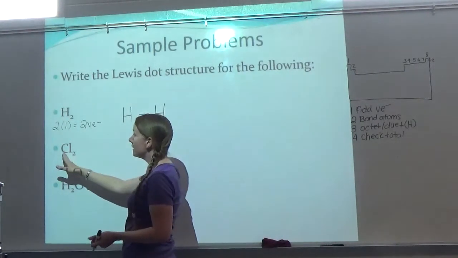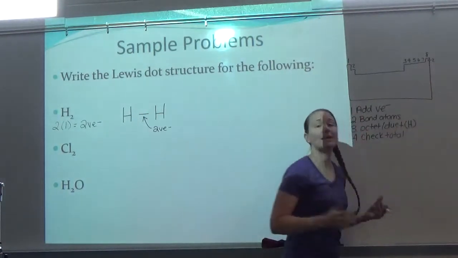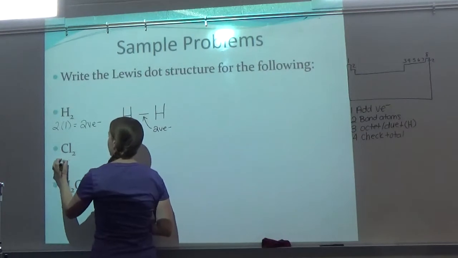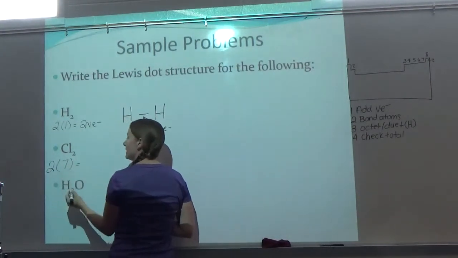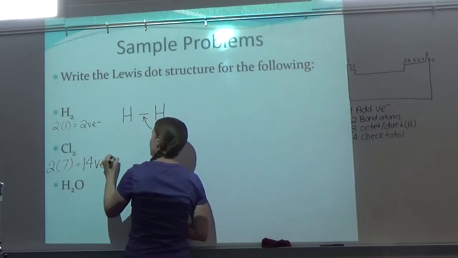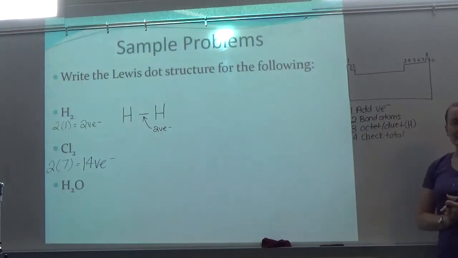So here we have Cl2. I go to my periodic table. Chlorine is in group 17, so it has 7 valence electrons. And how many chlorines do I have? I have 2. So 7 times 2 is 14 valence electrons that I have to work with. I added up my valence electrons.